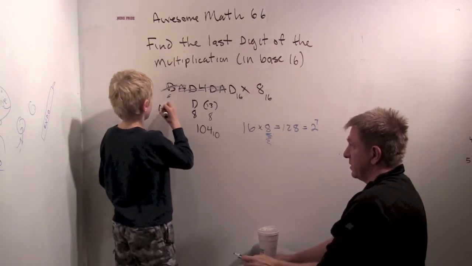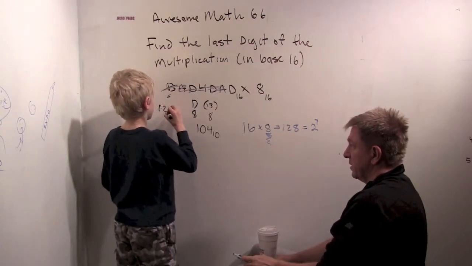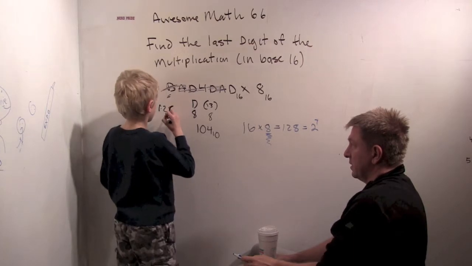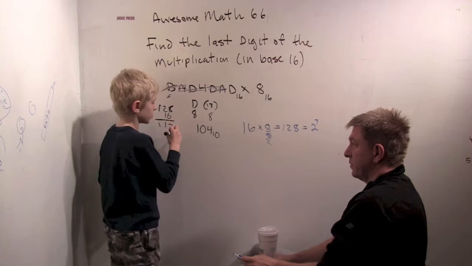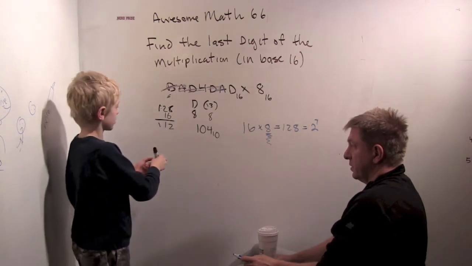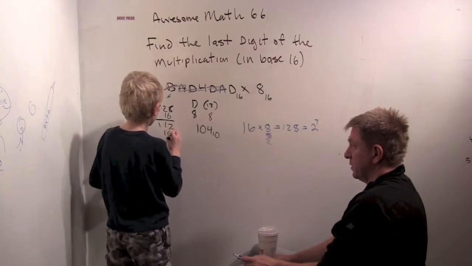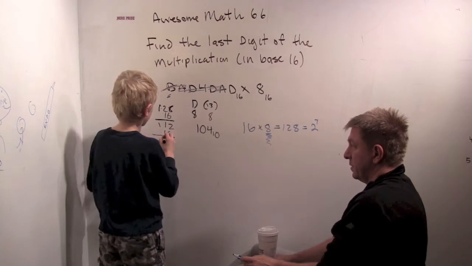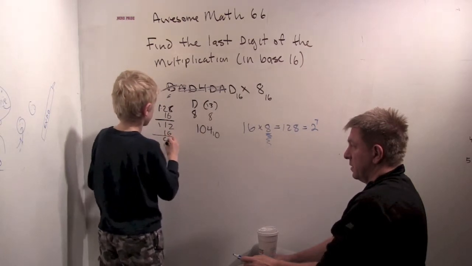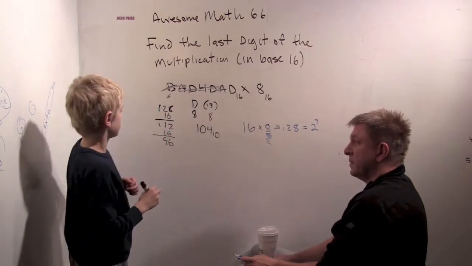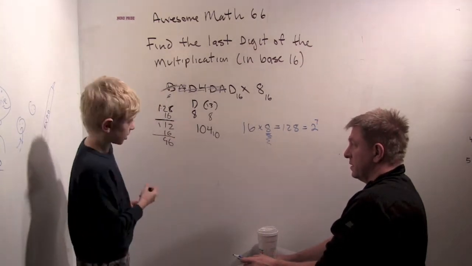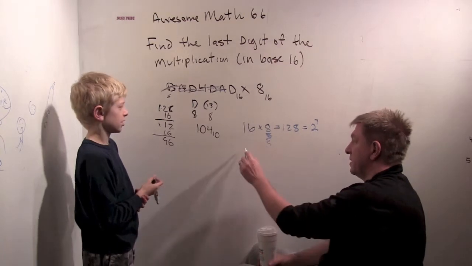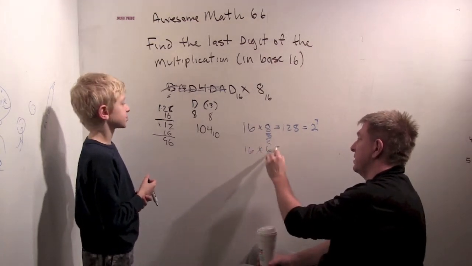So then we have to subtract away 16 because we're too high. So that's 112, and we're still too high. We have to subtract another one. So then we get to 96. And what is that? That's 16 times 6. 16 times 6 is 96.